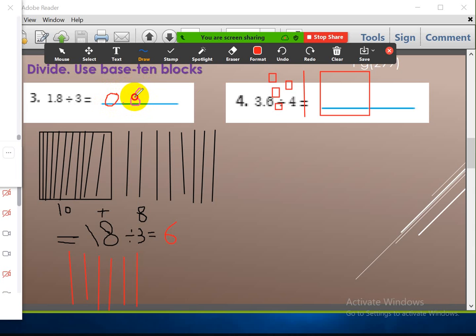Who asked me? I think you have a question. Thank you, Lana. Why do we break the flat? Larissa, can you divide one flat by 3? Of course you can't. You can't divide one flat by 3. So what do I have to do? I have to break it into longs and divide all the longs by 3.